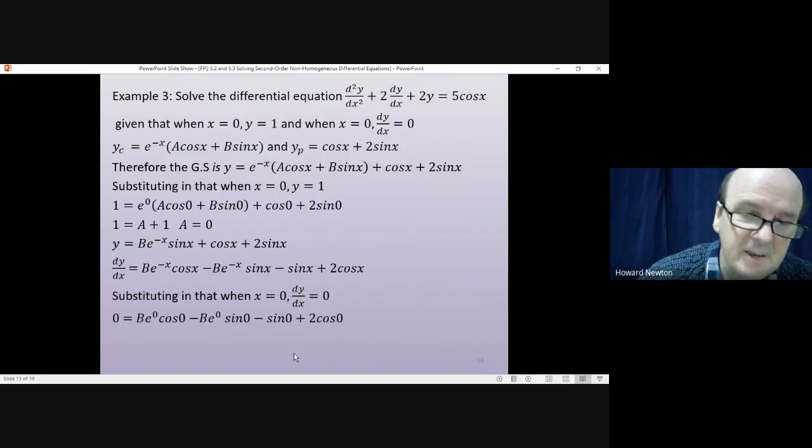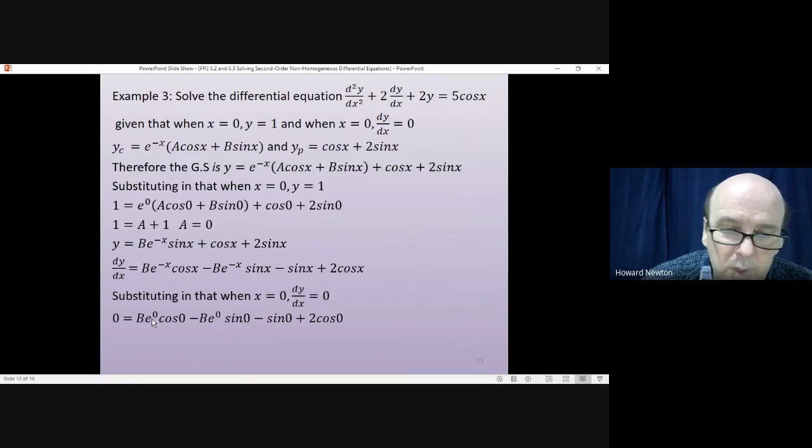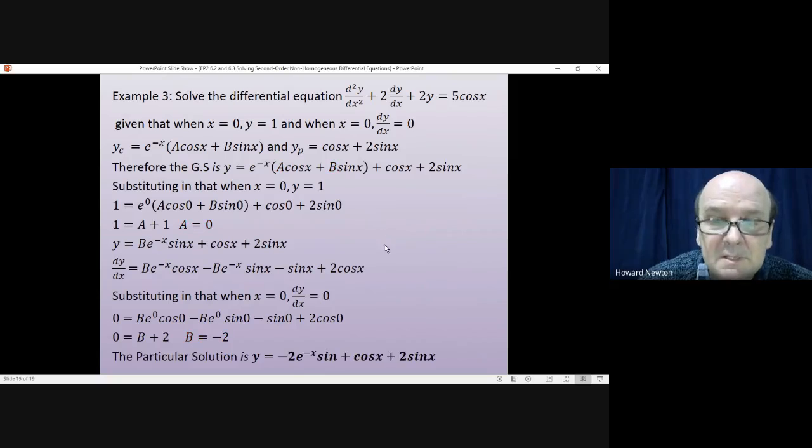Again, things simplify greatly. e to the 0 is 1, cos 0 is 1, sine of 0 is 0. So that all very quickly simplifies to 0 equals b plus 2, which means that b must equal minus 2. So we found a, we found b, we can substitute those in, and that gives us the particular solution. y is equal to minus 2 e to the minus x sine x plus cos x plus 2 sine x.